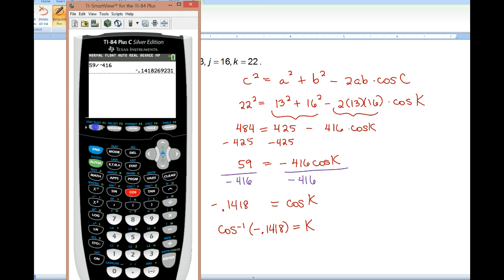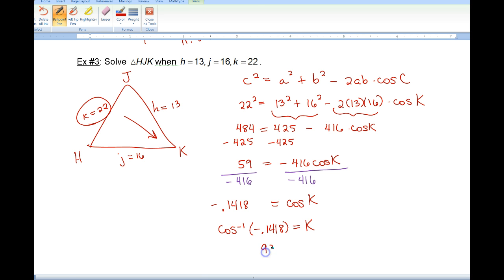So we're going to do second cosine of that answer, 98.2. Oh, and I didn't write out what we're missing here. So it's K, J, and H. So we have 98.2 degrees. Okay, now that we have an angle to work with, see, the whole point is that for law of cosines, you use it one time, and then you pick up law of sines to finish the problem.